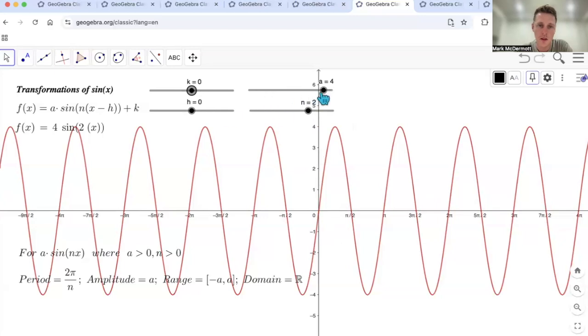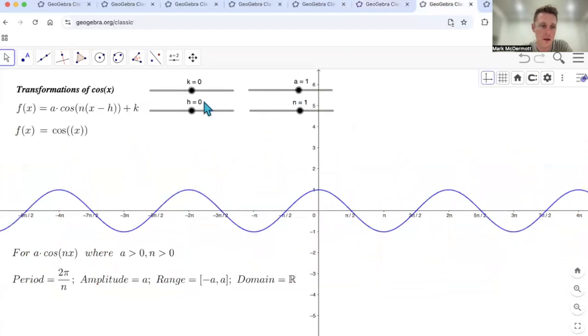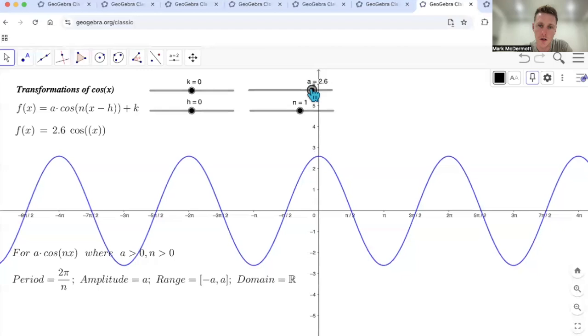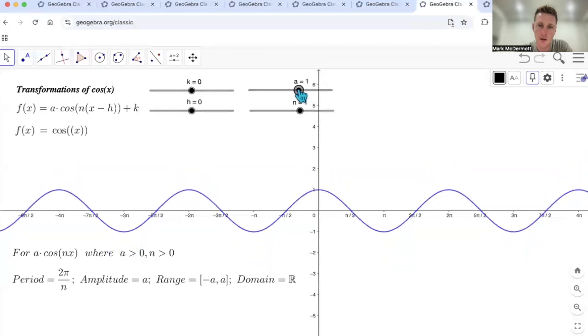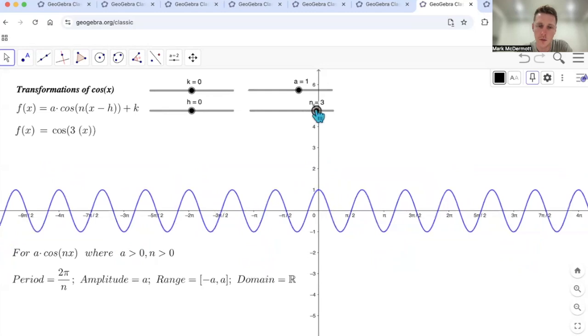So yeah, the same is true for cos. I won't spend heaps of time looking at cosine, but all the same things are true. It just starts at a different point, it sort of starts up here. So again, A dilates from the x-axis, n dilates by a factor of 1 on n from the y-axis.